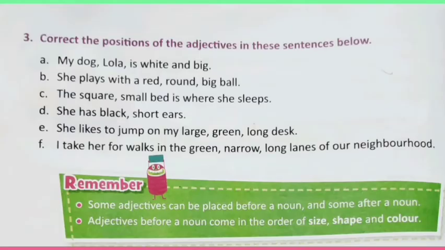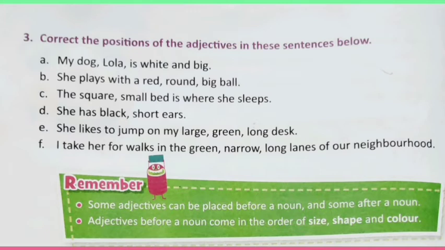So the correct order, which one is the correct order? Size, shape, color. And this is page number 36 of your language book. Here also you need to correct the position of the adjectives in these sentences below. Number 8, my dog, comma, Lola, name of the dog, comma, is white and big. And you need to correct the positions of the adjectives, and the correct position is that adjectives before a noun come in the order of size, shape and color. And some adjectives can be placed before a noun, that is called attributive adjectives, and some adjectives can be placed after a noun, that is called predicative adjectives.